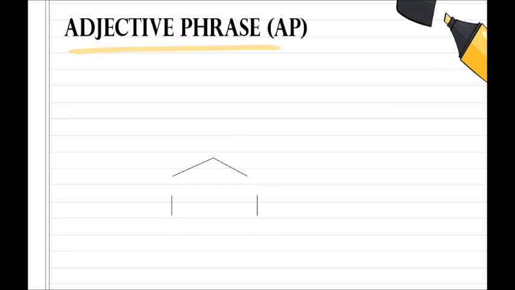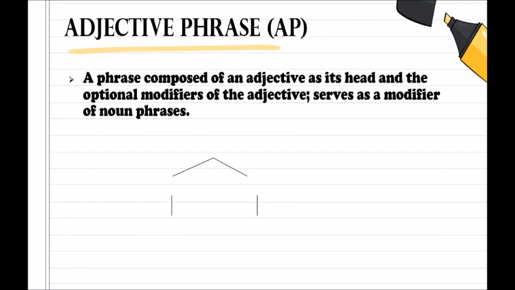Next is an adjective phrase or AP. A phrase composed of an adjective as its head and the optional modifiers of the adjective, serves as a modifier of a noun phrase. This is the sample diagram. AP consists of a degree word and an adjective. For example, quite similar. Quite is a degree word and similar is an adjective.